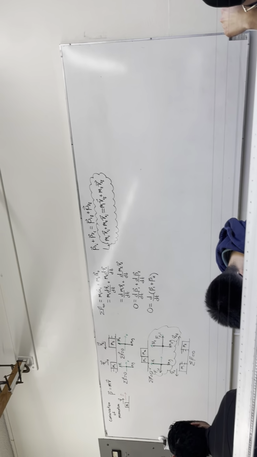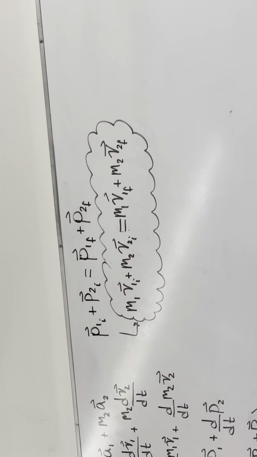So it doesn't even matter that there's non-constant forces or that there's some kind of a collision. If we know how fast the objects are starting, and we know how fast one of the objects is at the end, we can figure out how fast the other object is.